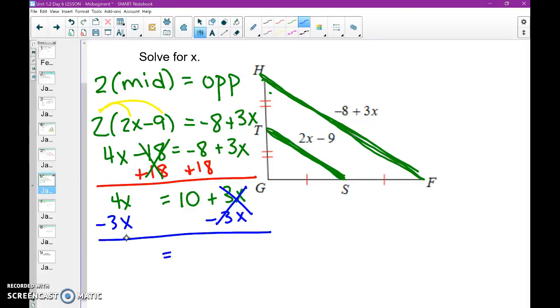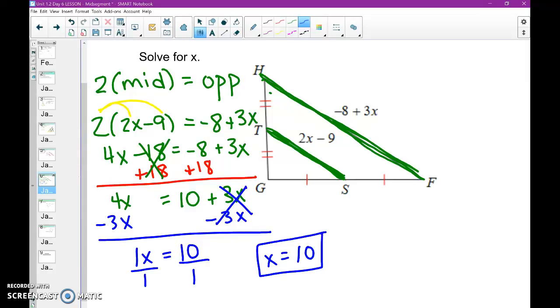And 4 minus 3 becomes 1x. That's equal to 10. And if you want to do this last step, you can. But some of you also realize that 1x is the same as x, so you could have just dropped to this answer. X equals 10.